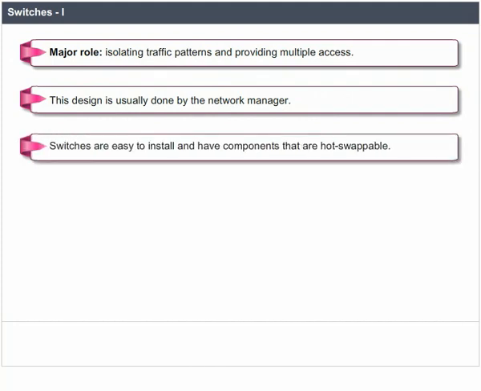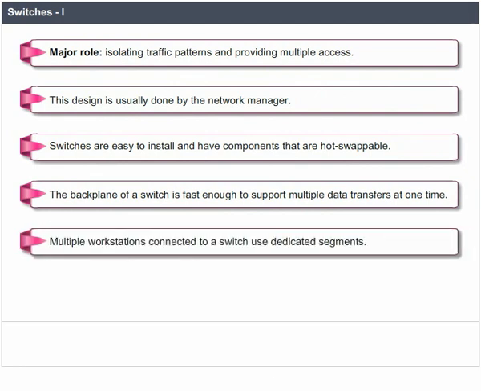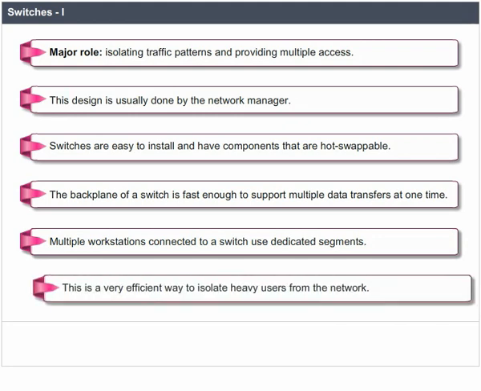Switches are easy to install and have components that are hot swappable. The backplane of a switch is fast enough to support multiple data transfers at one time. Multiple workstations connected to a switch use dedicated segments. This is a very efficient way to isolate heavy users from the network.